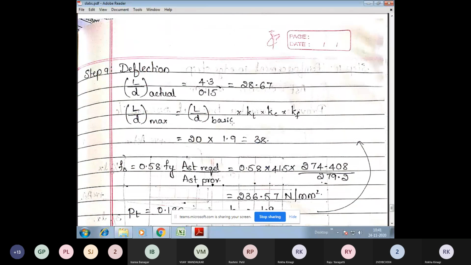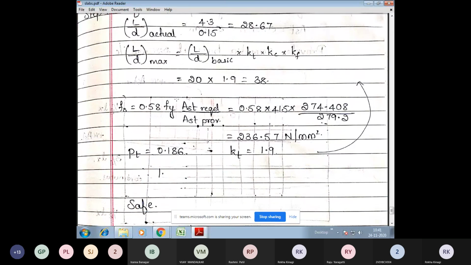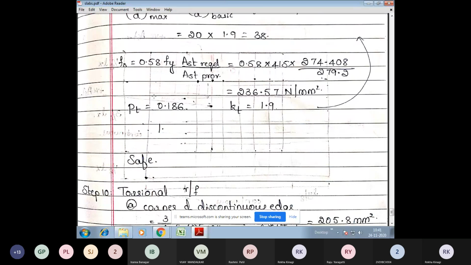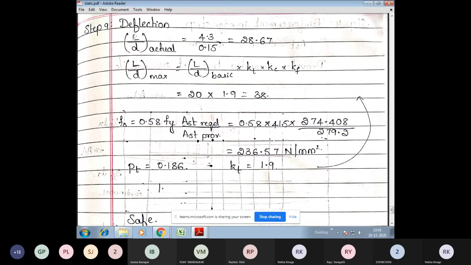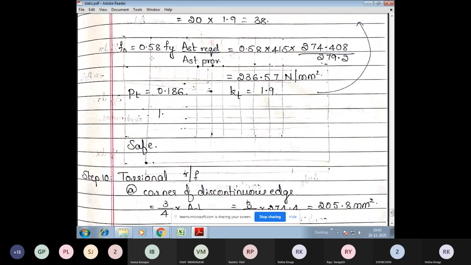And the last part is deflection. To prove L by D actual is less than L by D permissible or L by D maximum. L by D maximum is to be calculated from the basic criteria as we have done in the previous designs, design of beams or slabs. And we can compare here and say that L by D actual is less than L by D maximum. Hence the design is safe under deflection.